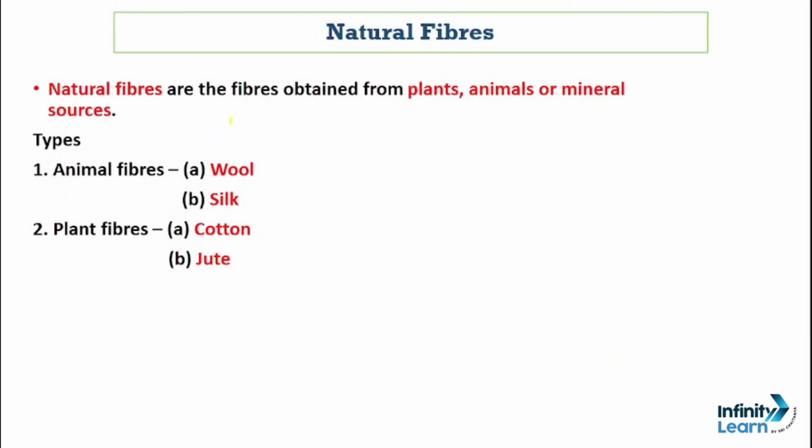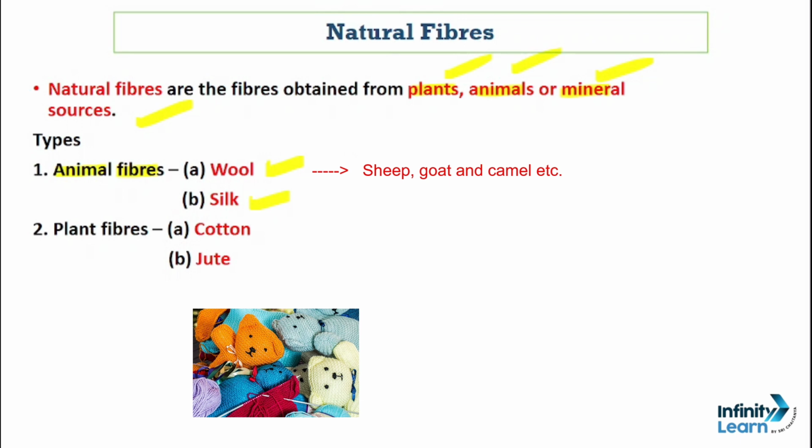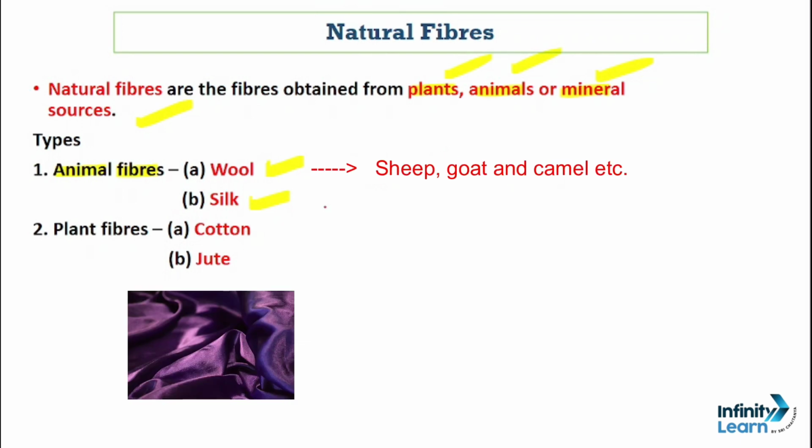So what are natural fibers? Natural fibers are the fibers that we obtain from plants, animals or mineral sources. So by this we get to know that natural fibers are mainly those that we get from nature. Firstly, the fibers that we get from animals are called animal fibers, like wool and silk. Wool we mainly get from sheep, goat and camel. Majority of wool we get from these animals. And silk we mainly get from silkworms.